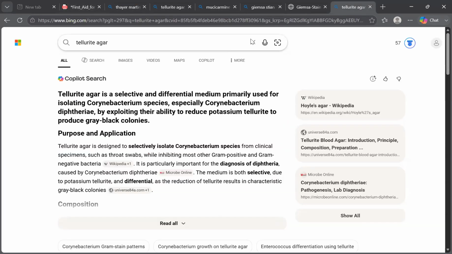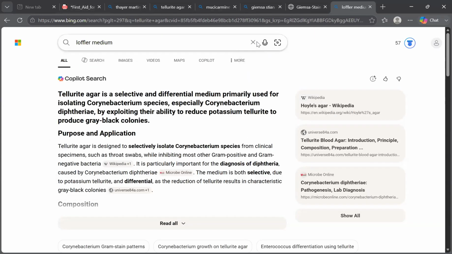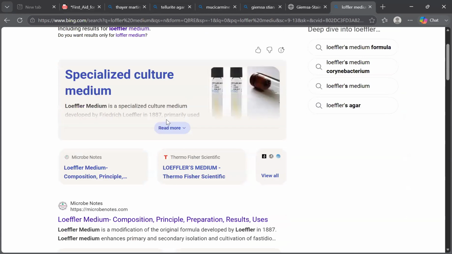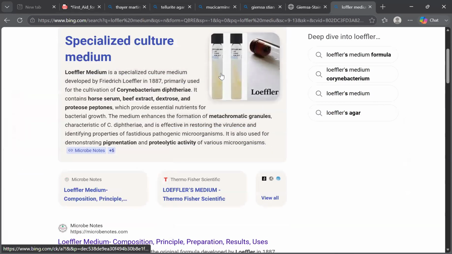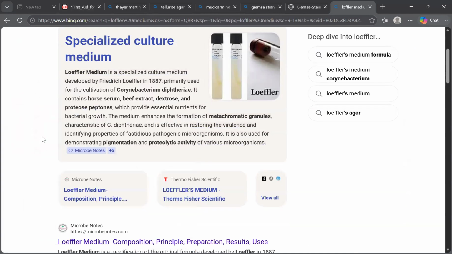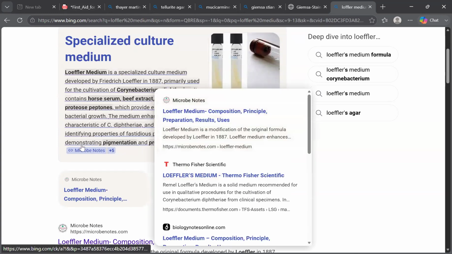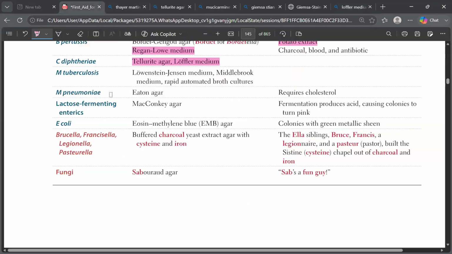And what might Loeffler medium be? It's a specialized culture medium primarily used for the cultivation of Corynebacterium. It contains horse serum, beef extract, dextrose, and proteose peptones, which provide essential nutrients for bacterial growth. This medium enhances the formation of metachromatic granules, characteristic of C. diphtheria, and is effective in restoring the virulence and identifying properties of fastidious pathogenic microorganisms.